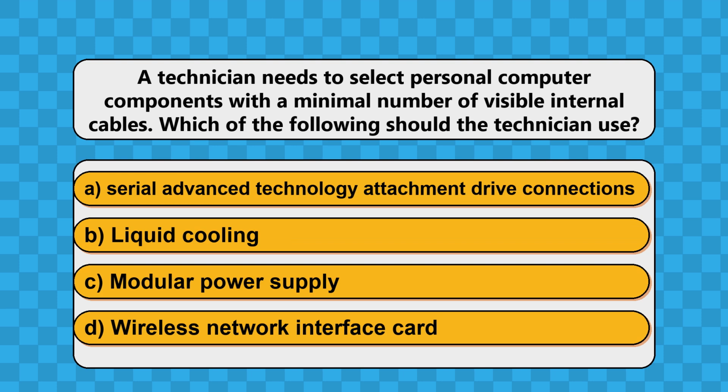Question 33. A technician needs to select personal computer components with a minimal number of visible internal cables. Which of the following should the technician use? Option A, serial advanced technology attachment drive connections. Option B, liquid cooling. Option C, modular power supply. Option D, wireless network interface card. The correct answer is option C.